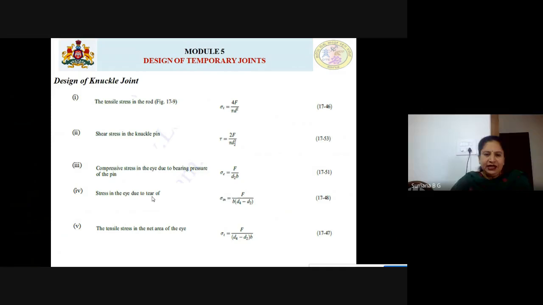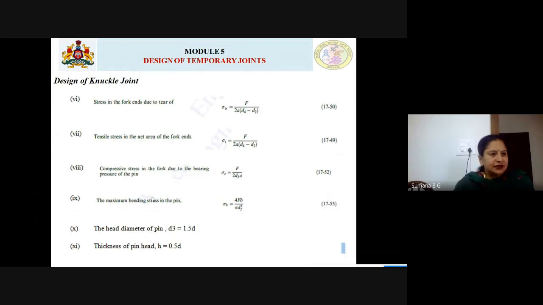The tensile stress in the net area of the eye is defined by equation 17.47. The stress in the fork due to tear is defined by equation 17.50. The tensile stress in the net area of the fork end is defined by equation 17.49. The compressive stress in the fork due to bearing pressure of the pin is defined by equation 17.52.